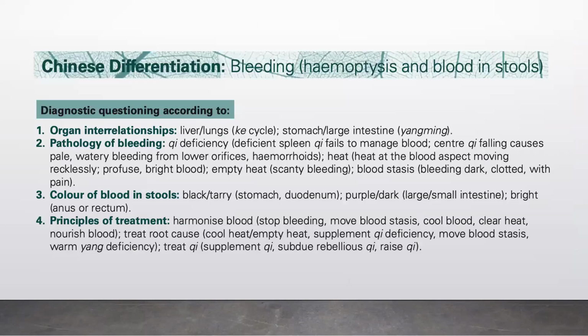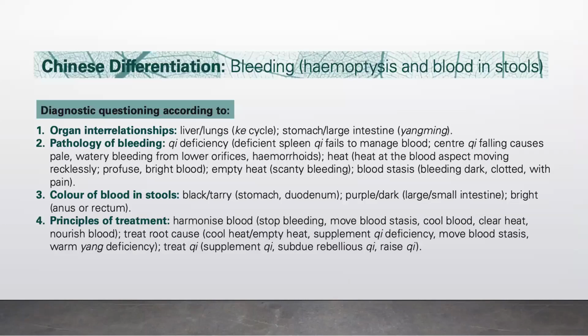If it's Qi deficiency, it means deficient spleen Qi failing to manage blood, or center Qi falling, which causes pale, watery bleeding from lower orifices and hemorrhoids. If it's due to heat, it could mean heat of the blood aspect moving recklessly, with profuse, bright blood. If it is due to empty heat, there will be scanty bleeding, and if it's due to blood stasis, there will be dark, clotted bleeding with pain.